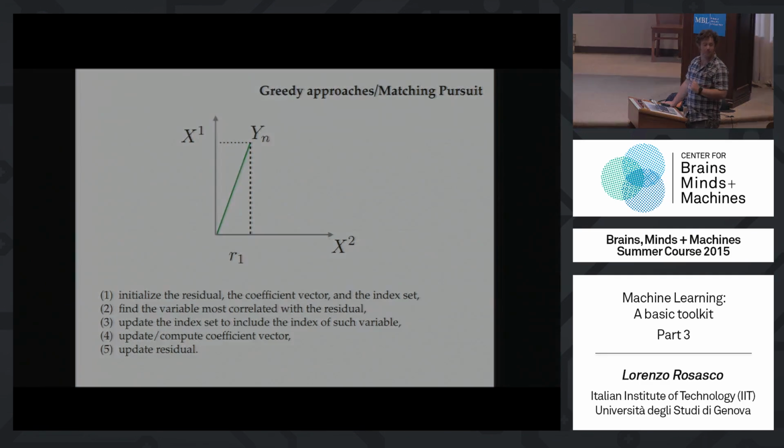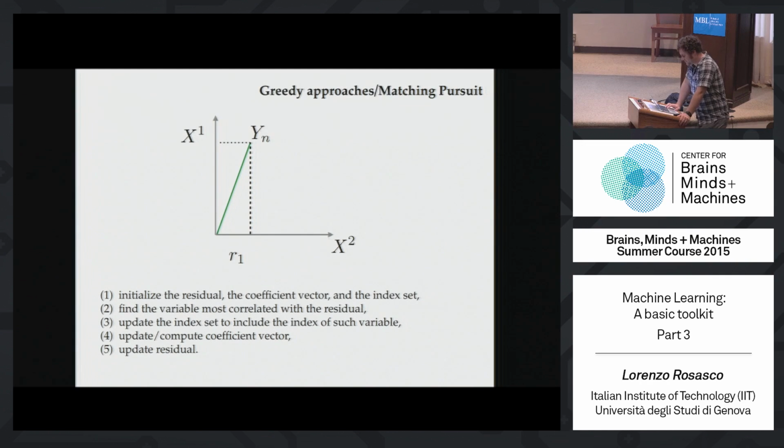And this is one way. So let's look at this list. So you define the notion of residual, is this thing that you want to try to explain. At the first round it will be the output, at the second round it will be what's left to explain after your prediction. You have a coefficient vector, okay, because we're building a linear function. And then you have an index set, okay, which is the set of variables which are important at that stage. So these are the three objects that you have to initialize.